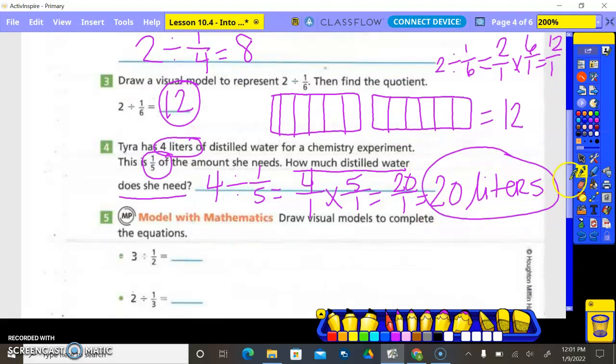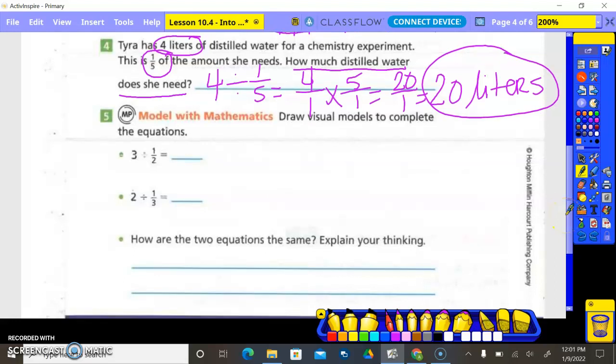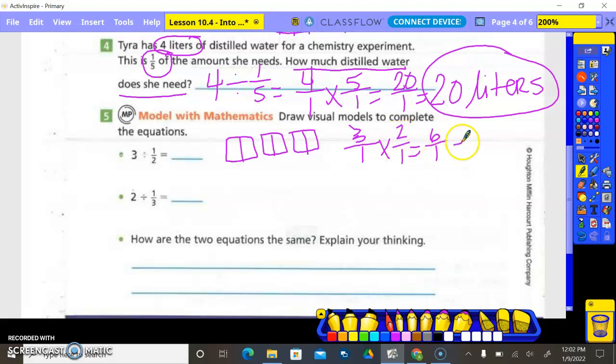Draw visual models to complete the equation. On these, I want to see visual models, and I also want to see the equation worked out. Our total is 3, so we need 3 boxes, and each one needs to be broken into 2 different parts, since a half is displayed. Then we would have 6. We need to see if we work out our equation that that's what we also get. 3/1 times the reciprocal of 1/2, which is 2/1, equals 6/1, which equals 6. So we did get the same answer.